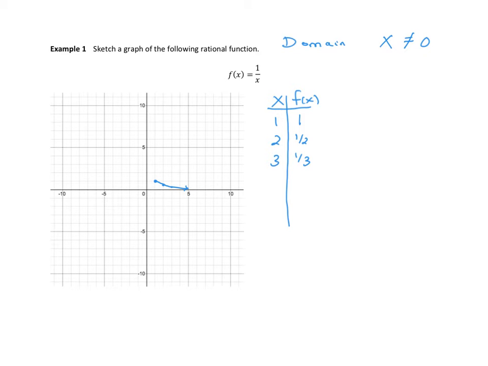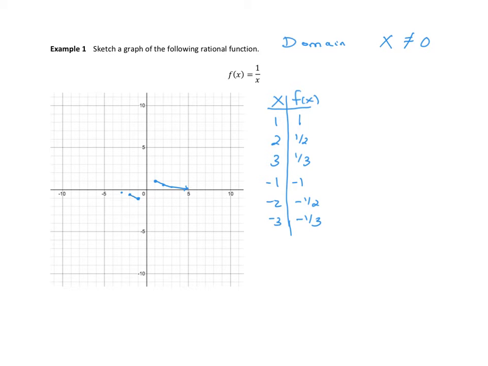All right, well, what about if we tried some negative numbers like -1, -2, -3? What happens there? Same idea as here, but the only difference is it'll be -1, -1/2, and -1/3. So at -1, you get -1. At -2, you get -1/2. And at -3, you get -1/3. So that would be here, that's -1, -1/2, and -1/3.